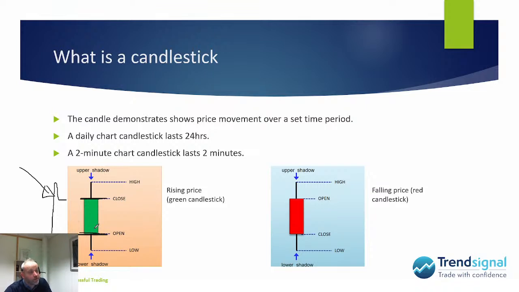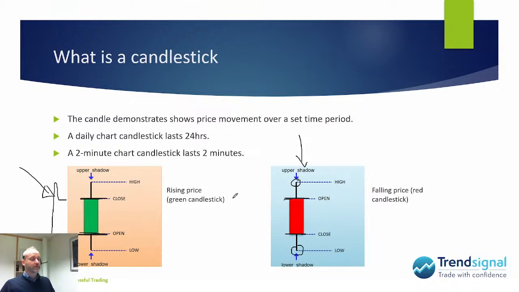Okay. Similarly, a red candlestick. This means that the price closed lower than where it opened. Okay, so it's a falling price for that particular day. So it opened at this price, closed at this price. This was the high, this was the low.